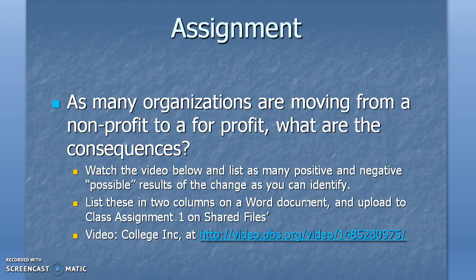So many organizations now are moving from nonprofit to for-profit status, and there are some consequences. What I would like you to do is to watch a video, the video below, and list as many positive or negative results from this change as you can. I'm going to put a little space in the shared files where you can post this, and the video is called College Inc., and you can get it at PBS. I'm going to write this up in a separate little attachment that I will send out today.